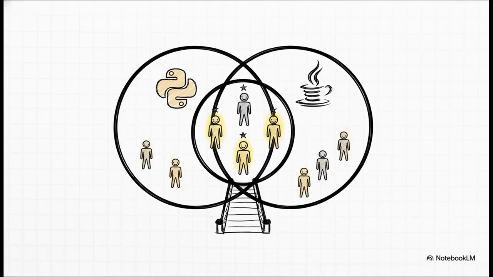So, back to our clubs. The intersection is how we find those overachievers, the students who are learning both Python and Java. They're the ones who exist in that little overlapping part between the two groups. They're kind of the bridge between both worlds.